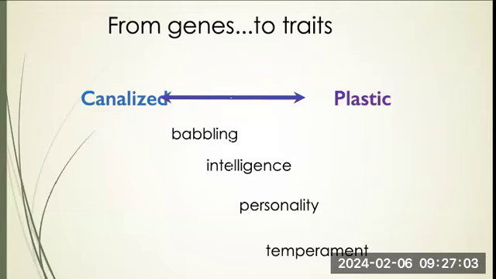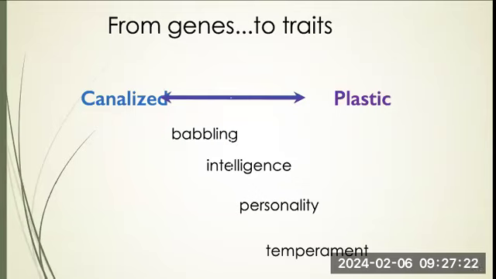Yes, just one thing. As we see the canalized and plastic, this arrow is also going from nature to nurture, from babbling to temperament. So it's bi-directional. What you're seeing is that the arrow goes two ways, right?